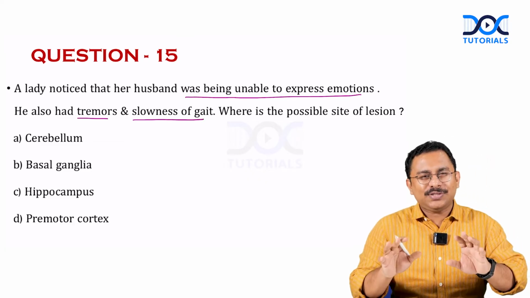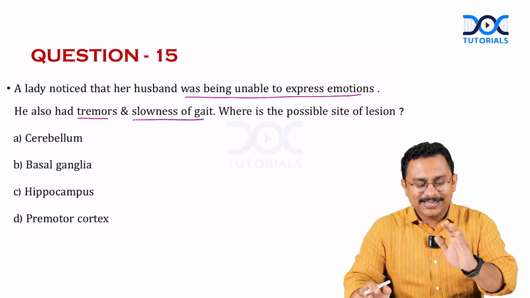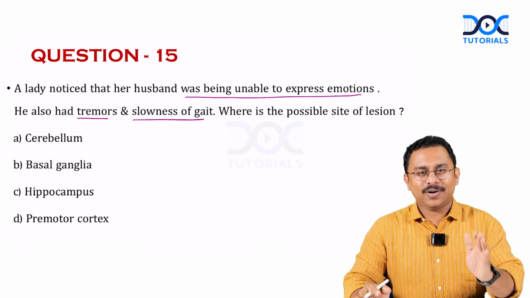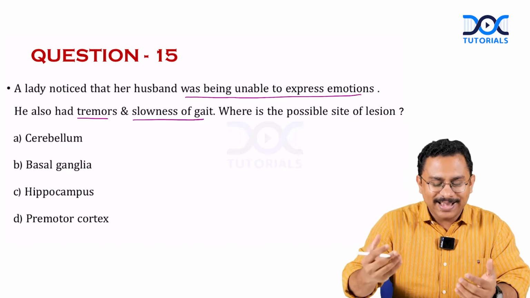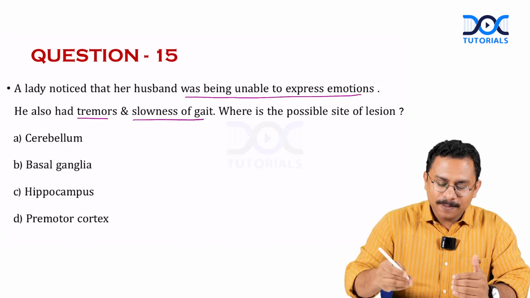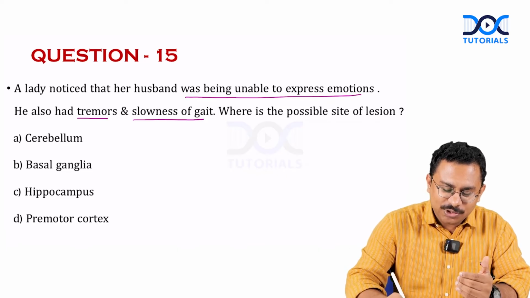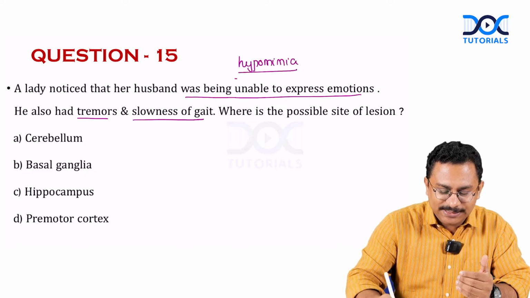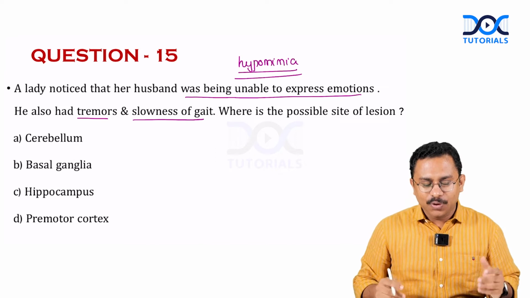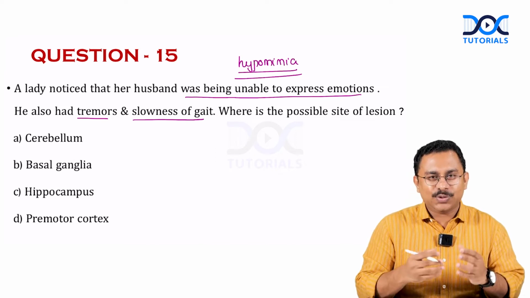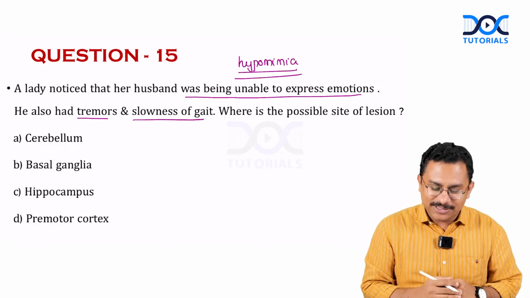So tremors and slowness of gait tells me that this is some condition where the extrapyramidal system is getting involved. So basically it's a basal ganglia disorder. Okay, so that is what I can understand. Unable to express emotions might be because of the hypomimia, where you get an expressionless facies. So you can have tremors, you can have slowness of gait associated with extrapyramidal disorders.